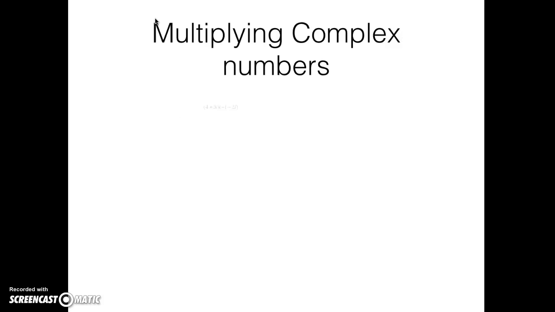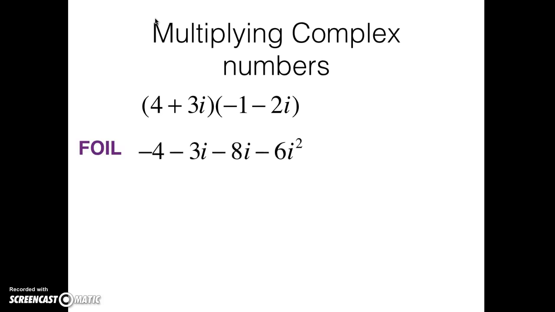Multiplying complex numbers. So first thing we need to do is FOIL. We're going to distribute all of the terms out to get negative 4 minus 3i minus 8i minus 6i squared.